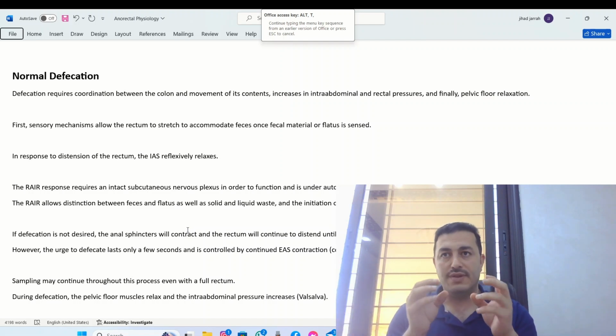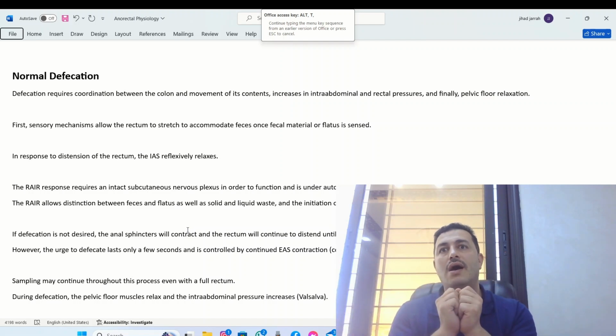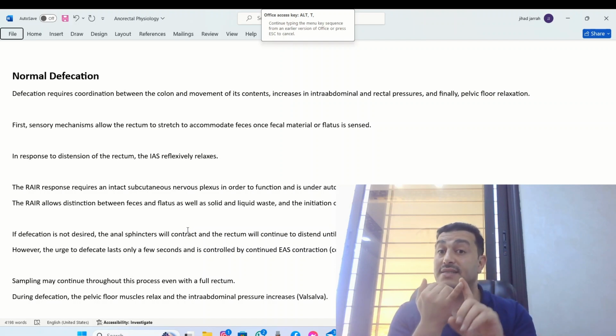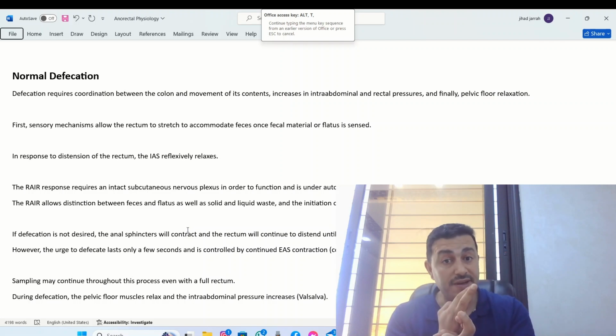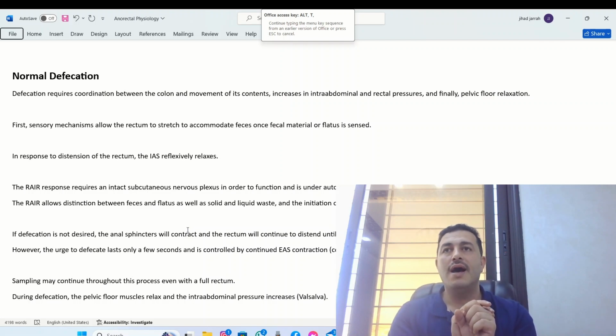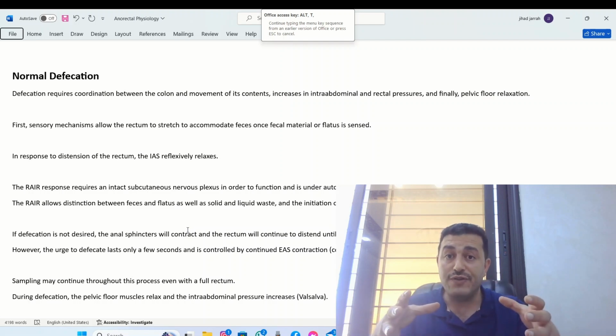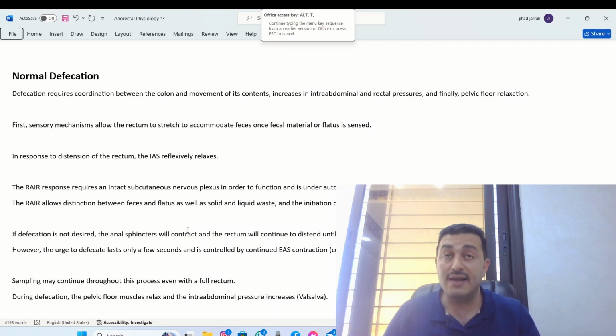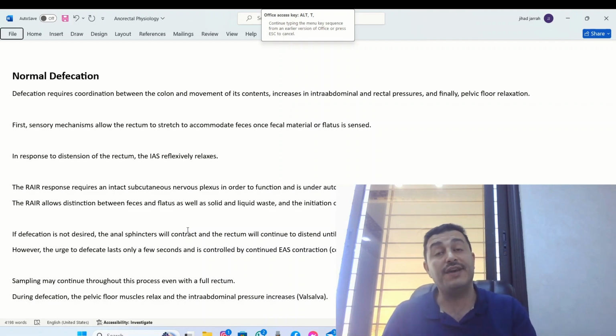And this voluntary control will either contract or relax the external anal sphincter and the pelvic muscle. If it is socially acceptable, then relaxation of the external anal sphincter, relaxation of the puborectalis muscle, and straightening of the angle, with the help of squatting and the increase of the intra-abdominal pressure, defecation will happen.